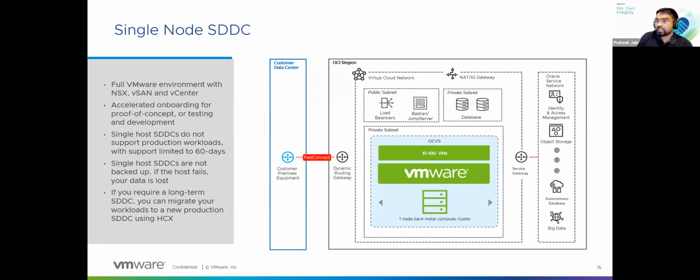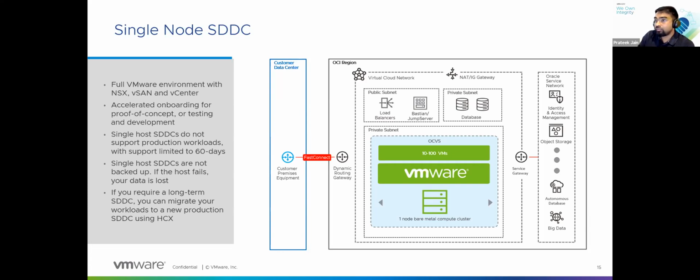Single node SDDC is where we provide you a proof of concept SDDC, a production-like SDDC, which would be running on a single node vSAN. Because it's backed by vSAN, and that's how we create a single node SDDC, this option is only available with dense IO shapes. As of today, it's not available with the new standard shapes.